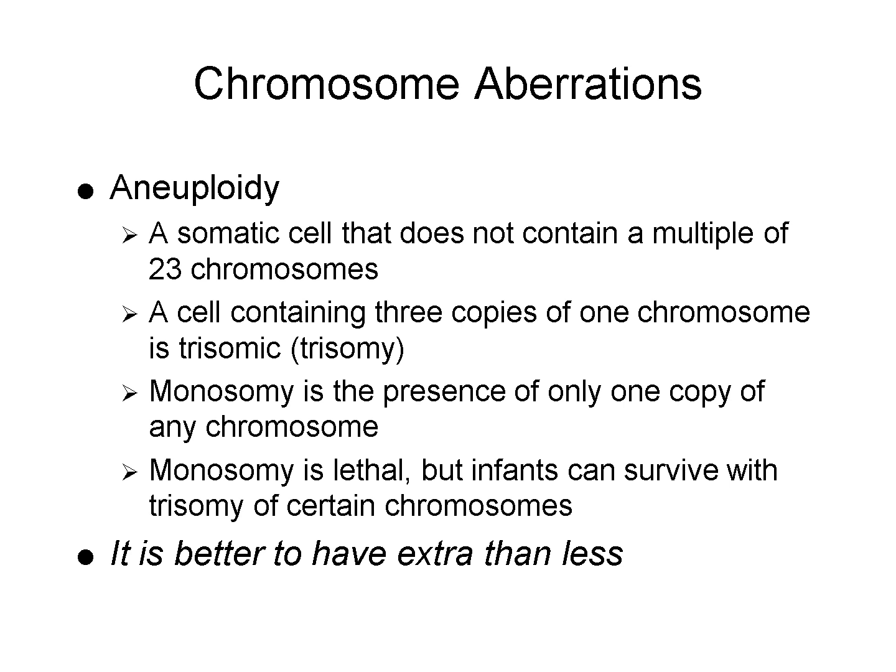Aneuploidy occurs when a somatic cell does not contain a multiple of 23 chromosomes. In this condition, a cell might have 3 copies of a single chromosome, a situation called trisomy. On the other hand, monosomy happens when there is only 1 copy of a chromosome instead of 2. Monosomy is usually lethal, but in some cases, infants can survive if they have trisomy involving certain chromosomes. Overall, when it comes to chromosome abnormalities, it is generally better to have extra genetic material than to have less.